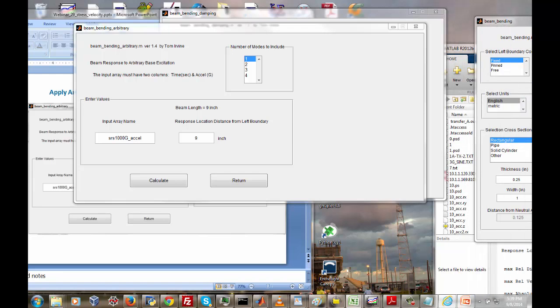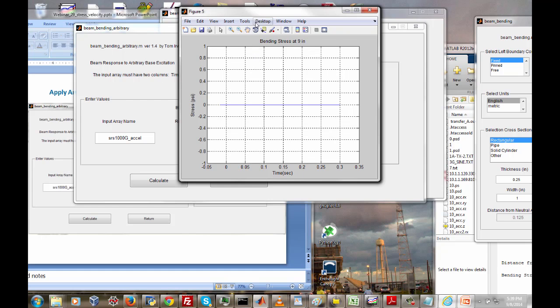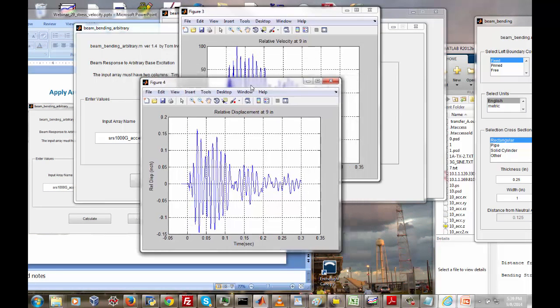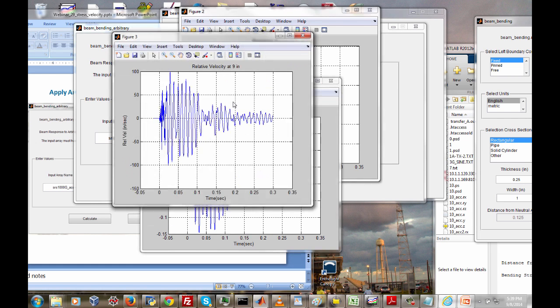So let's see what happens for this shock pulse. Bunch of plots go by. Well, the bending stress at the free end is 0, so not much use in taking a look at that plot. Here's our relative displacement at 9 inches, dominated by the fundamental mode. So we have relative displacement in inches versus time in seconds. Here's the relative velocity at 9 inches, still pretty much the fundamental mode response, but you can see the higher modes are somewhat active at the onset.